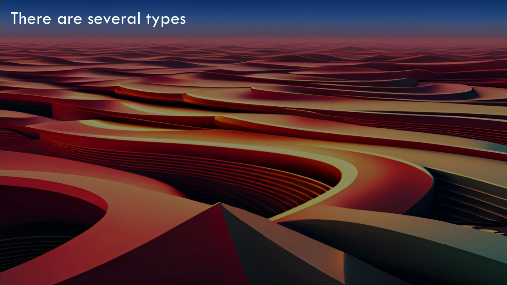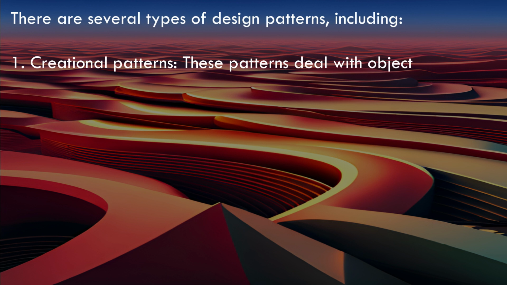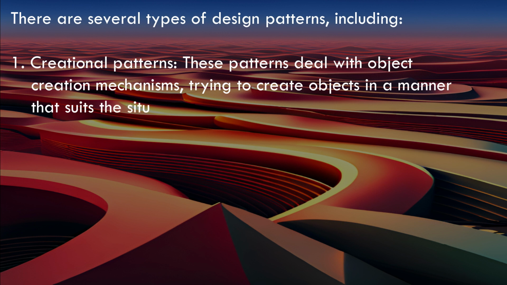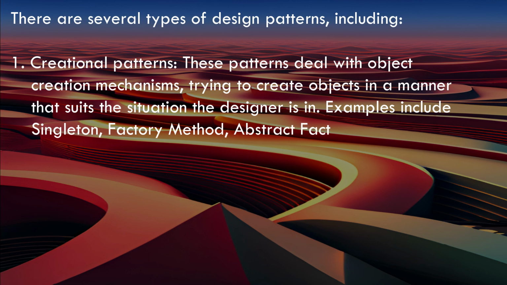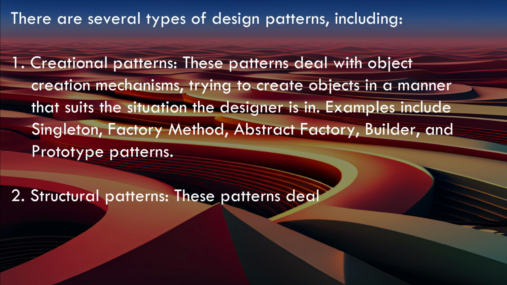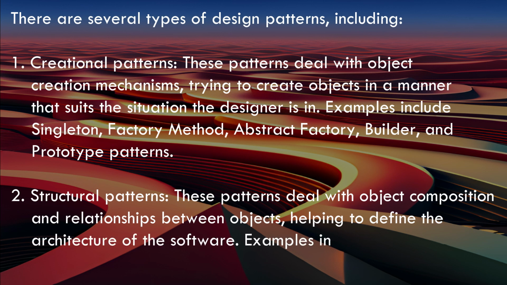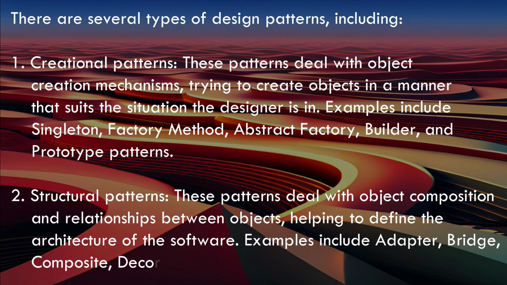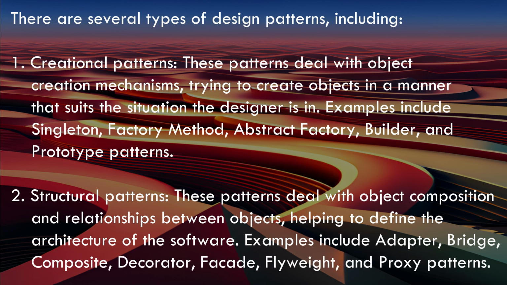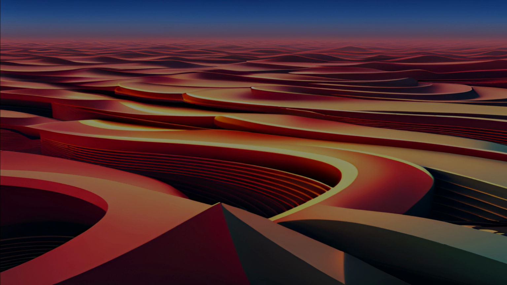There are several types of design patterns, including 1. Creational patterns. These patterns deal with object creation mechanisms, trying to create objects in a manner that suits the situation the designer is in. Examples include singleton, factory method, abstract factory, builder, and prototype patterns. 2. Structural patterns. These patterns deal with object composition and relationships between objects, helping to define the architecture of the software. Examples include adapter, bridge, composite, decorator, facade, flyweight, and proxy patterns.